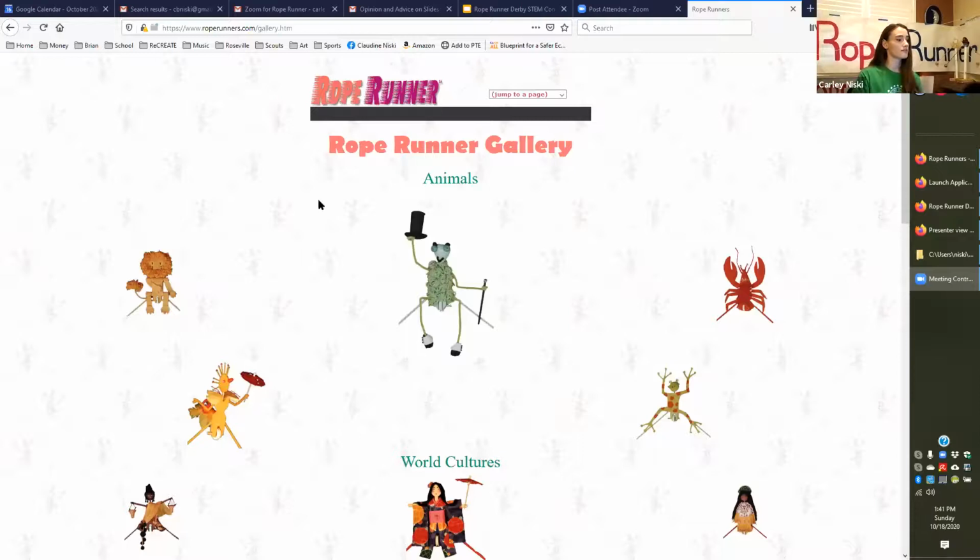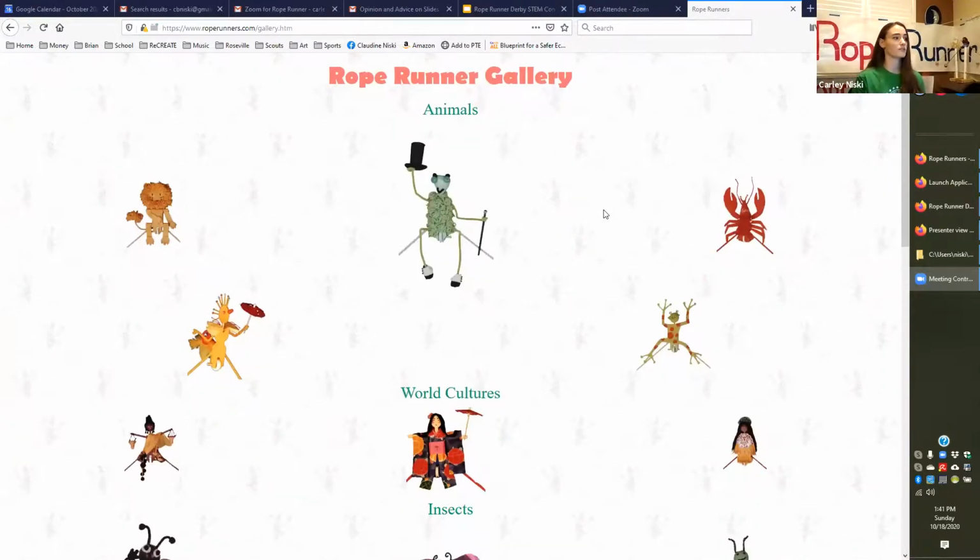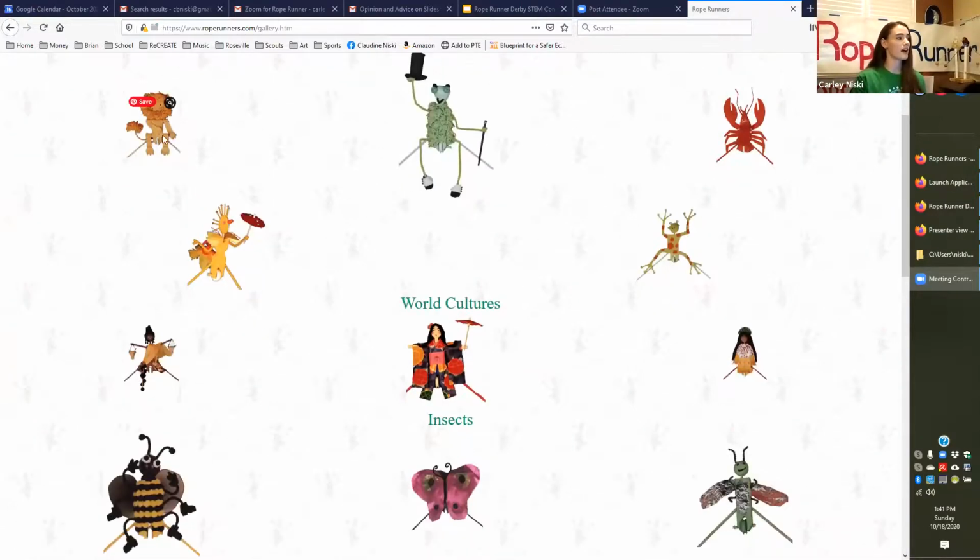Okay, I'm gonna pause recording and then I'll unpause it when you get back together and discuss our ideas. For a second. Okay, so here are some examples of rope runners from the rope runner page. This is where I ordered the rope runners from. So they have lots of examples. We have animals, a lion, I think it's a frog, a lobster.